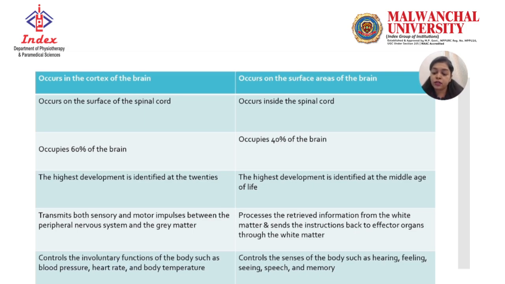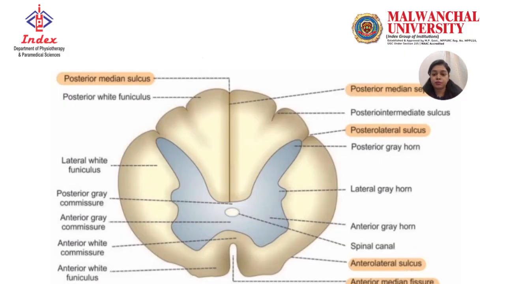Now white matter controls the involuntary functions, blood pressure, heart rate and body temperature, and there are other functions as well. And grey matter controls the senses of the body, like hearing, speech, memory, seeing and all.